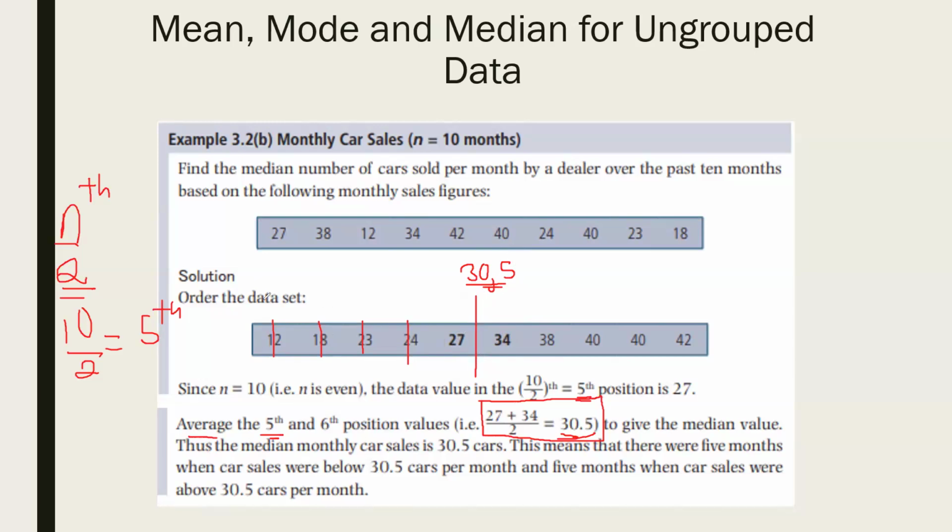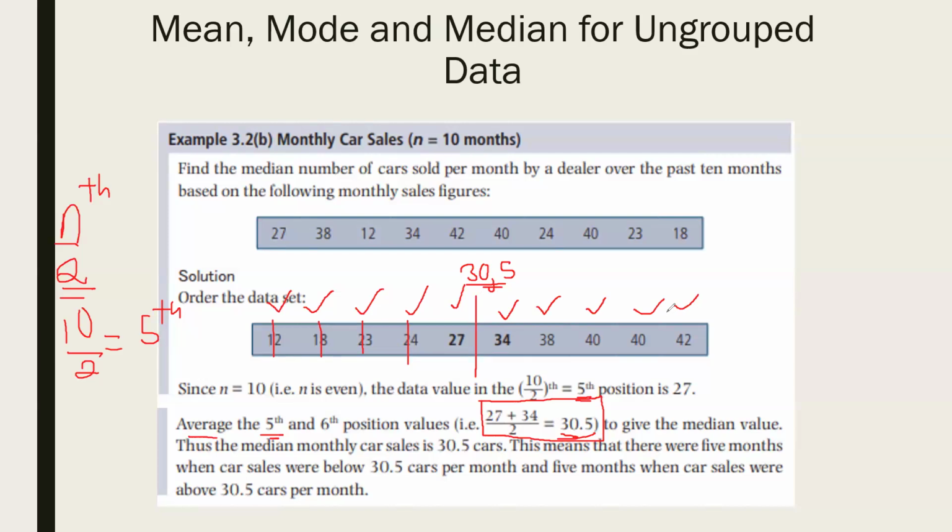Let's count the values on the left side of 30.5 and let's count the values on the right side of 30.5. So we've got 1, 2, 3, 4, 5 values below 30.5. Now let's count how many values we have above 30.5. Then we have 1, 2, 3, 4, 5. Right? So that's still the same thing right there.